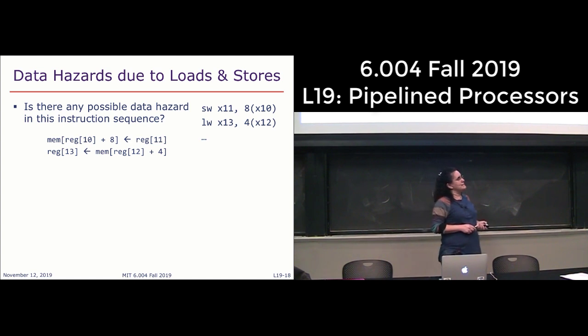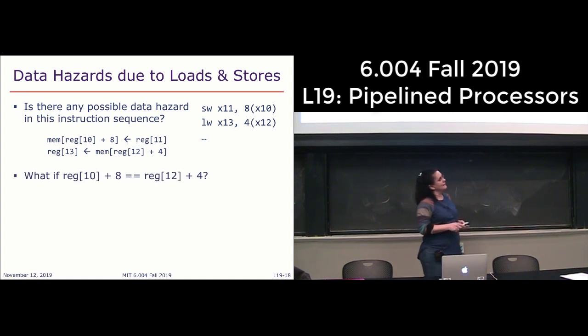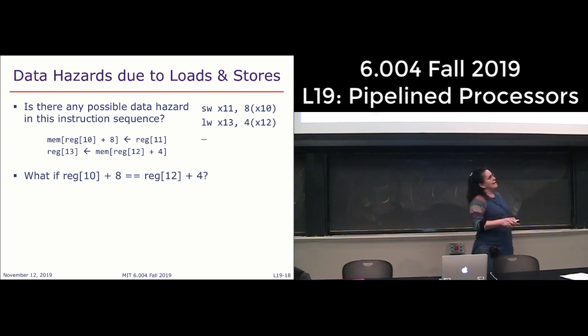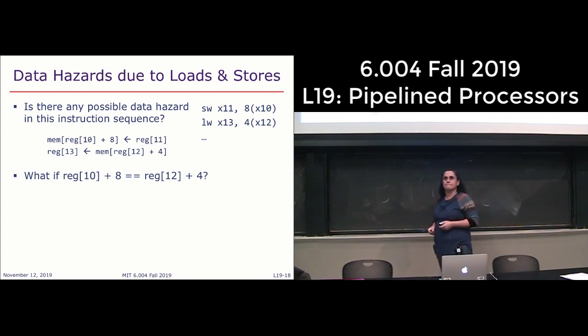But what happens if the address being stored to in the store instruction, which is the contents of register 10 plus a constant 8, happens to be equal to the address of where I'm loading from, which is register 12 plus 4? Now I have a data dependency, right? I need to make sure that the load is actually going to read the new value that the store wrote rather than the old value, right? So just something to think about.